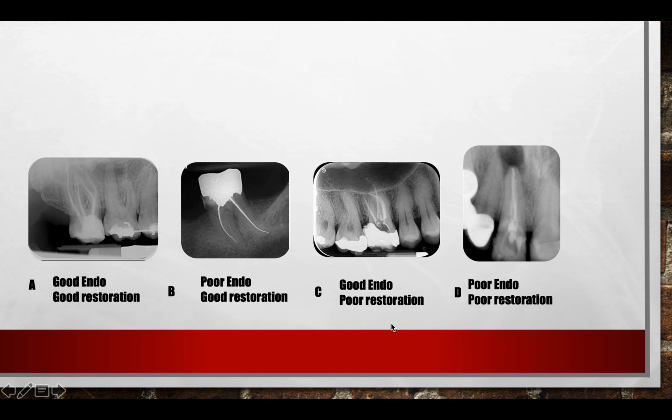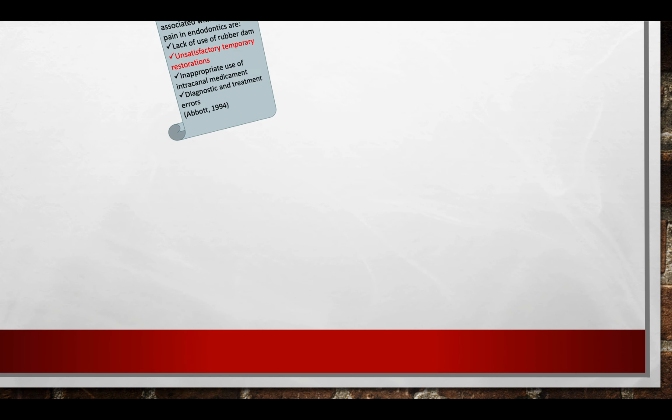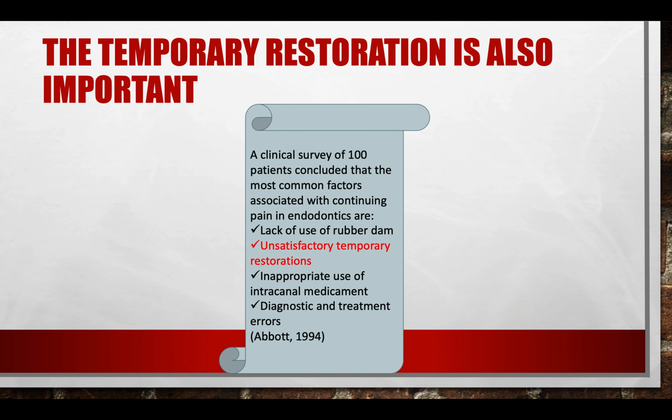So in this study, they concluded that the quality of the coronal restoration is even more important than the quality of the endodontic treatment itself. So regardless of the quality of the endodontic treatment, if you provide a good coronal seal, then the treatment is most likely to succeed. The last study highlights the importance of the temporary restoration as well.